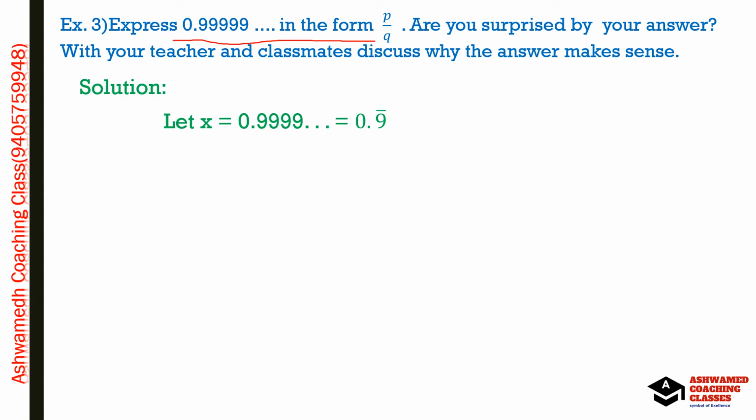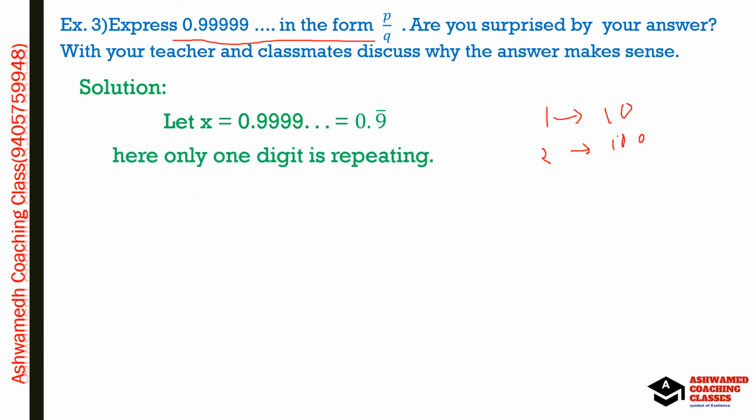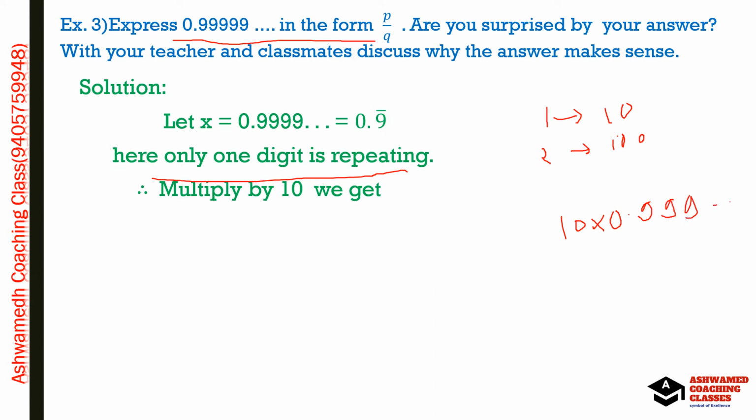We have seen in previous lectures, if one digit is repeating, we multiply by 10. If two digits are repeating, we multiply by 100. If three digits are repeating, we multiply by 1000. Now here only one digit is repeating, therefore we multiply by 10. What I get here: 10 into x is equal to 10 into 0.9999, and so on.